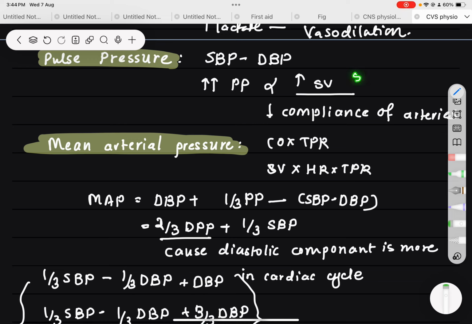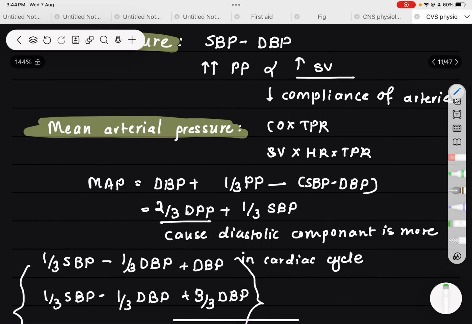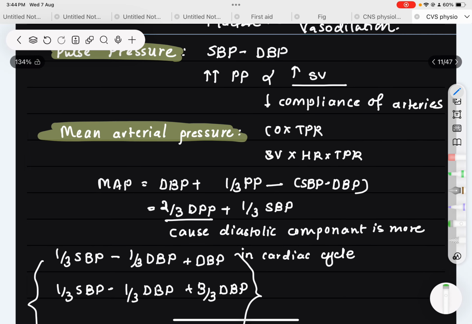Stroke volume, sorry. So stroke volume and compliance of arterioles. Decreased compliance of arterioles will lead to an increase in pulse pressure. They are both inversely proportional. A decrease in compliance of arterioles leads to decreased diastolic blood pressure. That's why pulse pressure will increase.